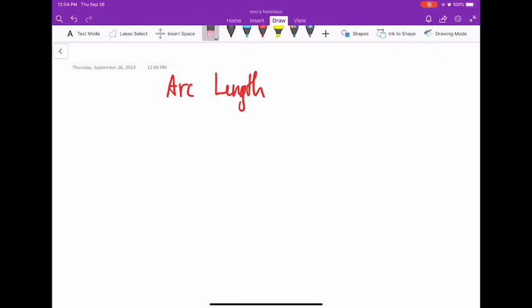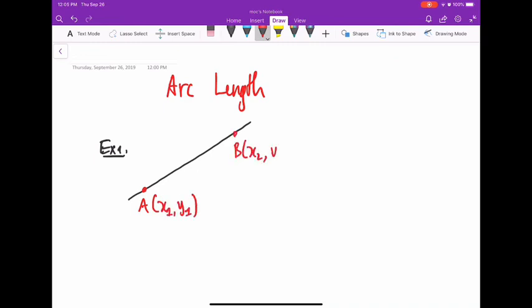Hello, in this video I would like to show you how to find the arc length of the graph of a function on some interval, okay? But firstly, let's consider a very simple example when we have the curve as a straight line, okay? So I have a straight line, and on this straight line I have 2 points A and B. A is (x1, y1), and B is (x2, y2).